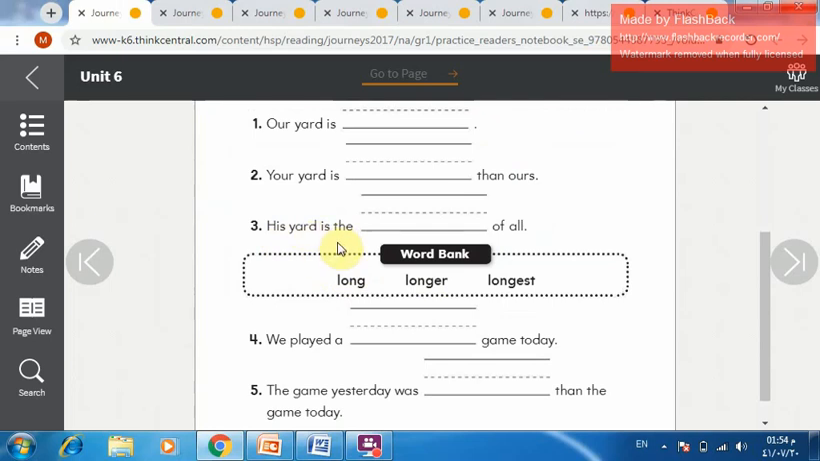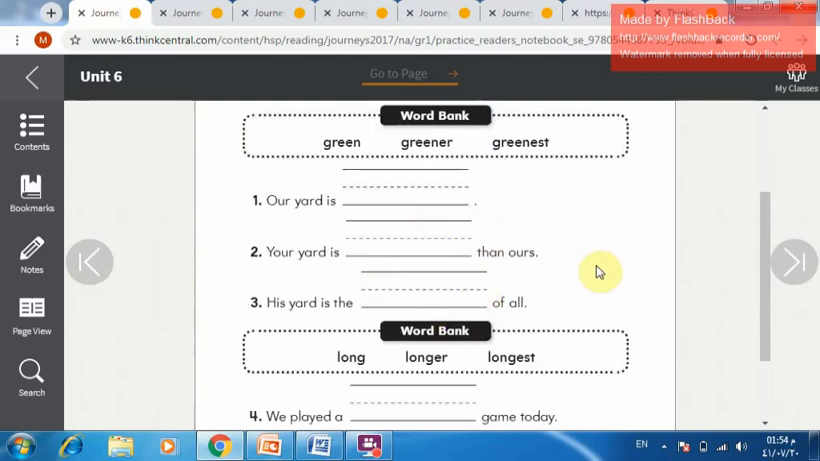Number 3, his yard is the dots of all. Remember this one, of all. The. So here I'm comparing his yard to all the yards of the world. So his yard is the greenest yard of all. That's an adjective.